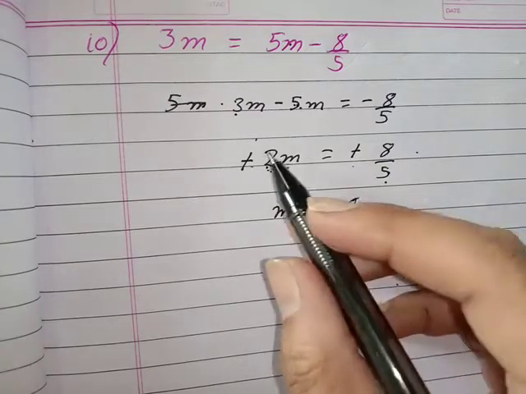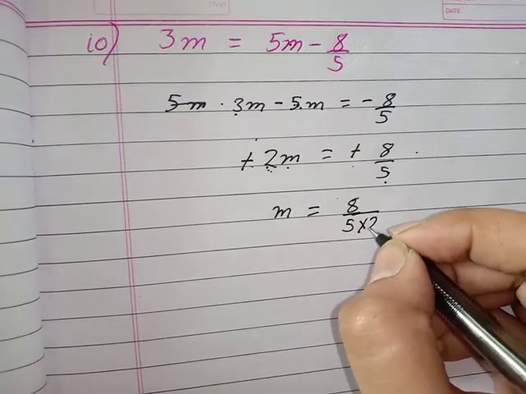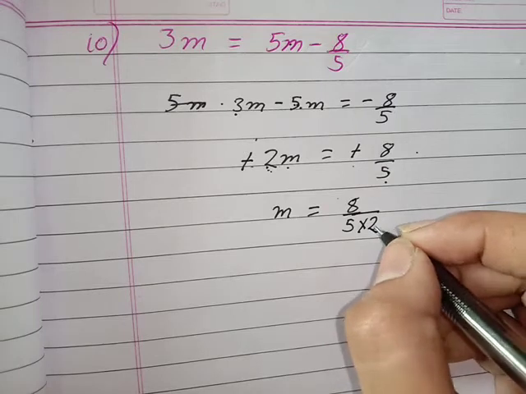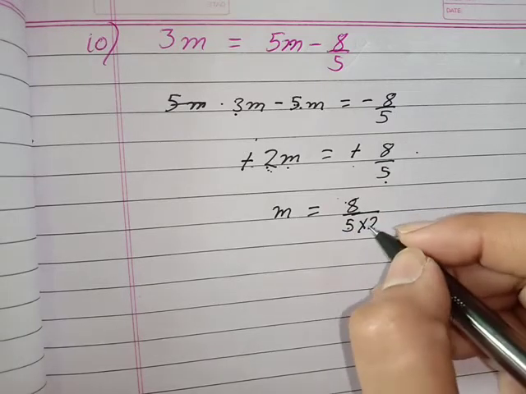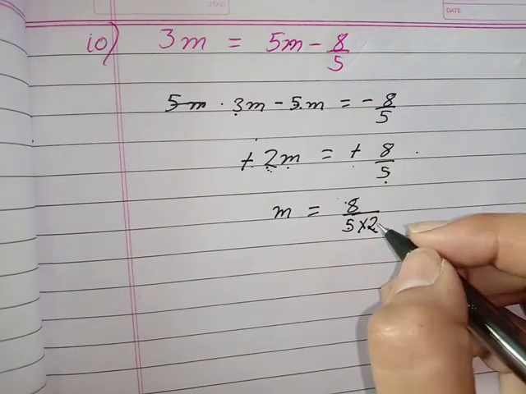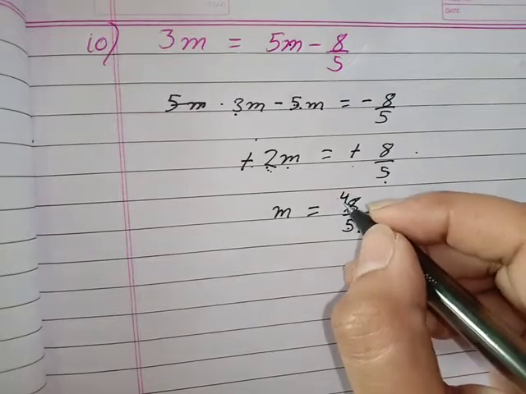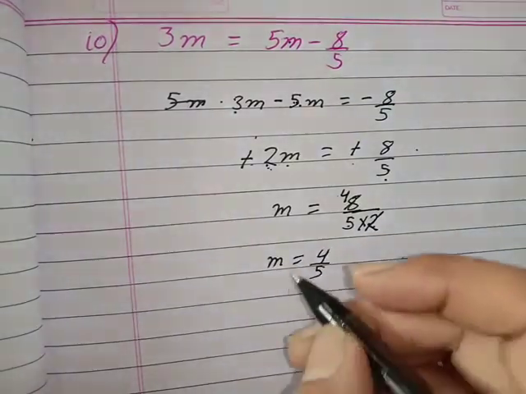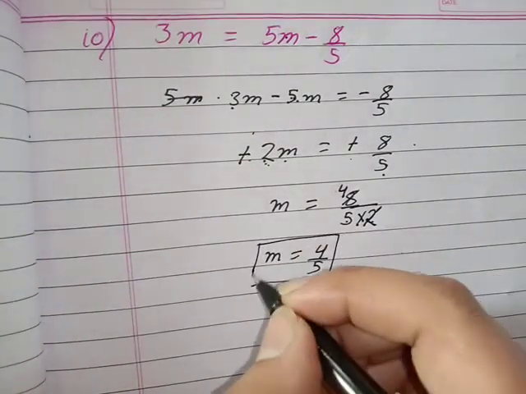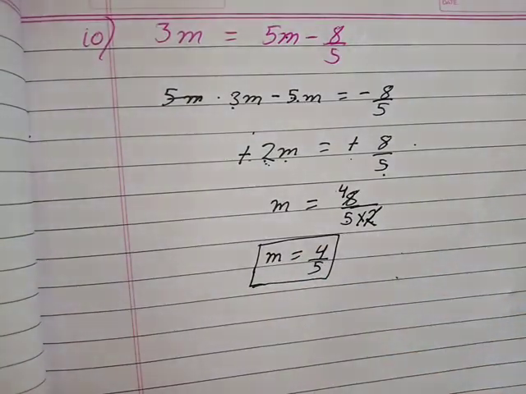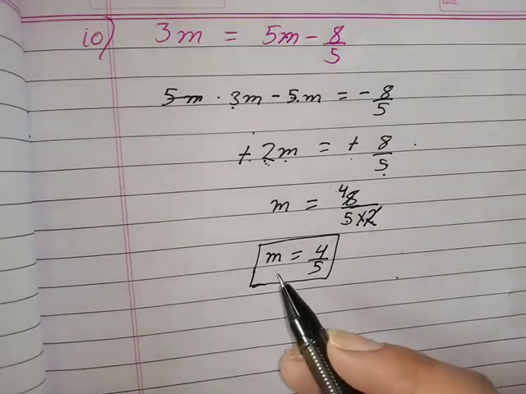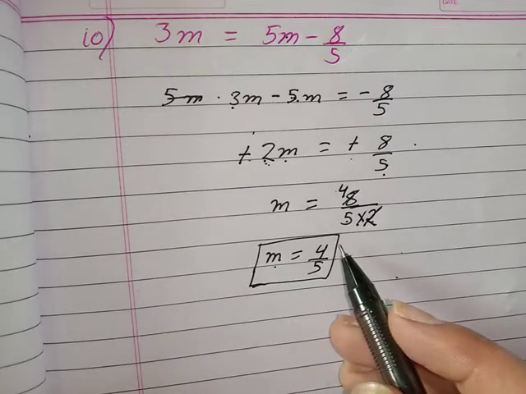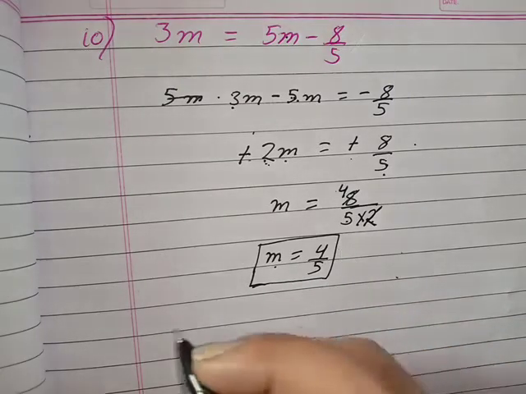So the transfer of 2 gives 5 into 2. So we can cancel 2 and 8, because it is in product form with 5, that's why we can cancel 8 by 2, 4 times. So the value of m is 4 upon 5, which is the simplest form of this fraction. So now we have to check for m equal to 4 upon 5.